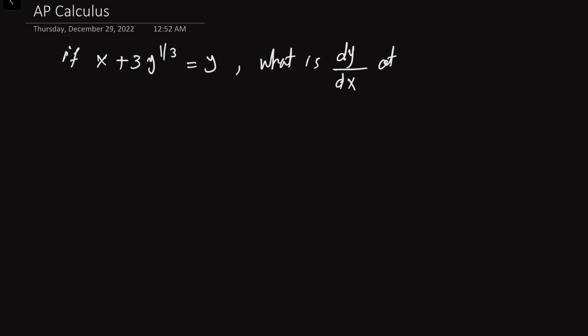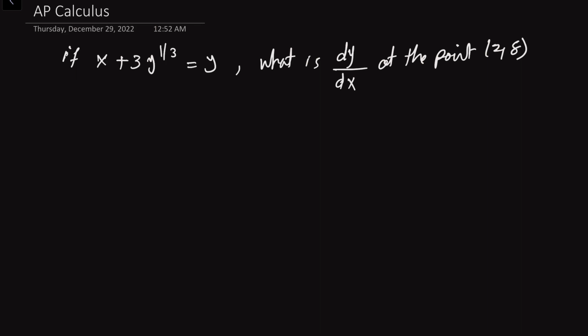Hey guys, today's video is still about the AP Calculus review, and the first problem says: if x plus the cube root of 3y, that is (3y) to the 1/3, equals y, what is dy over dx at the point (2, 8)?